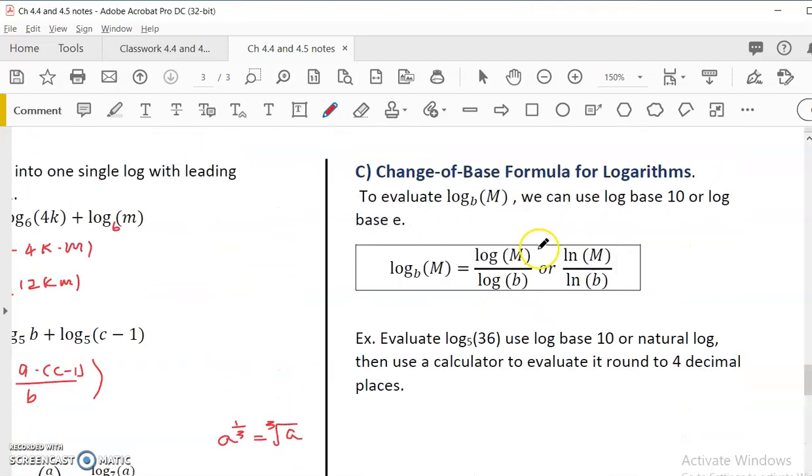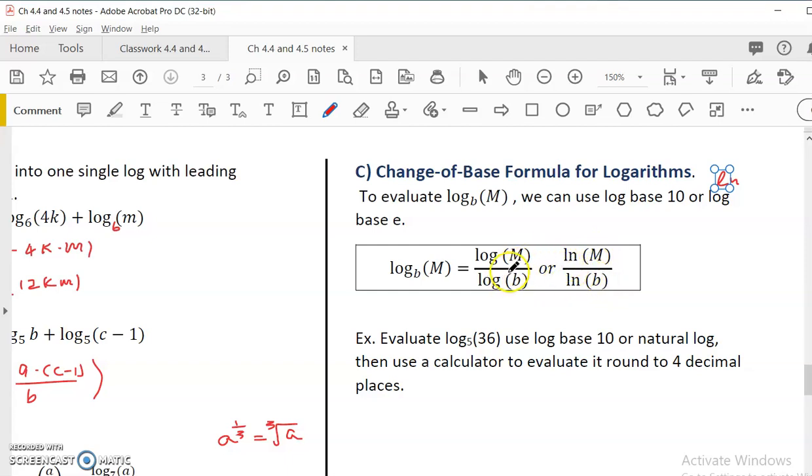And then the third part of 4.5 is the change of base formula for log. In our scientific calculator, we have log base 10 and log base e, which is ln. But if someone asks you to do log base 2 or log base 5, you don't have the button in the calculator to do it. So the change of base formula is log base b of m is equal to log 10 of m over log 10 of b. Basically, the base becomes the denominator, or you can do ln m over ln b.